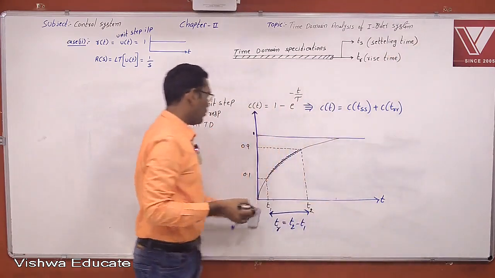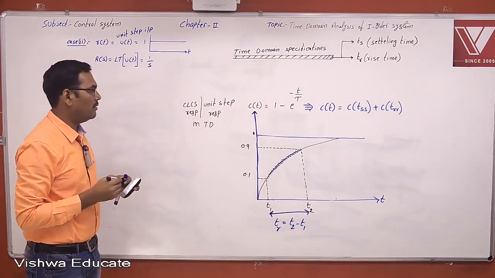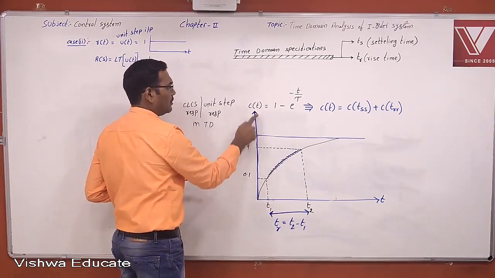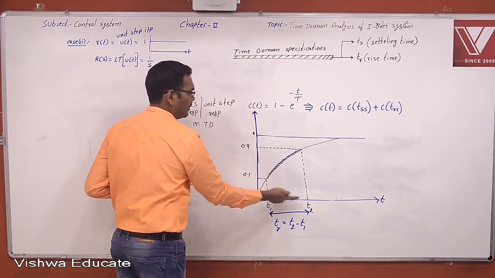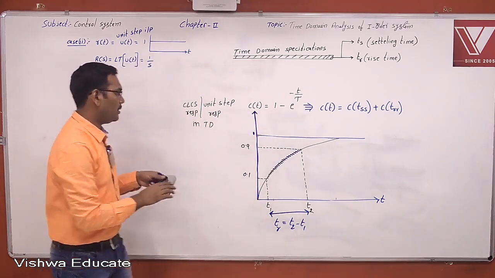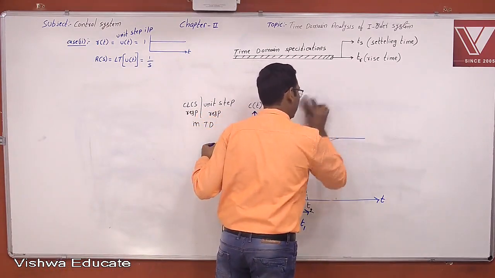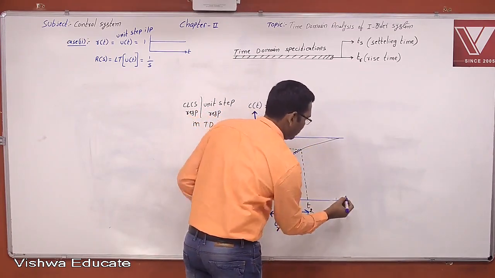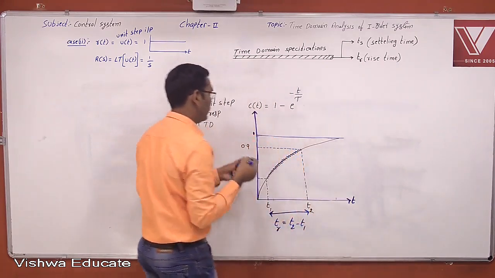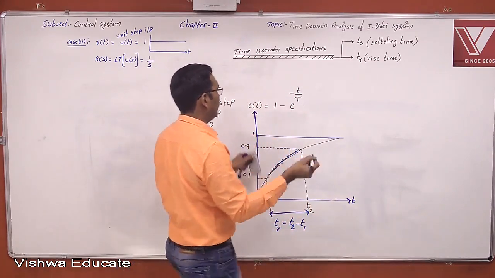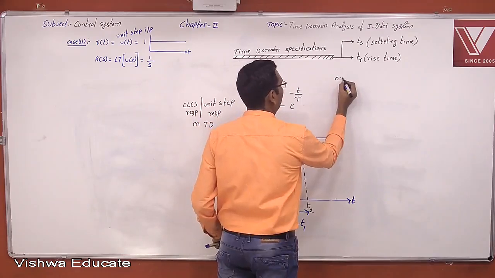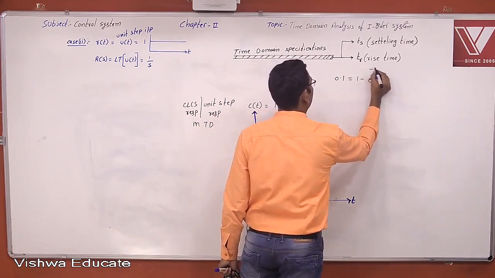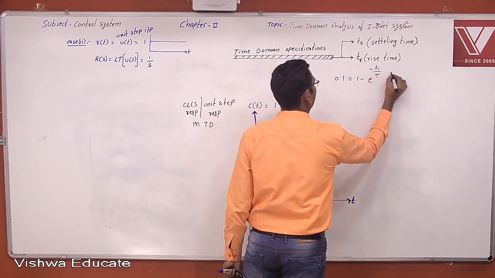Right? So now we have a derivation you can easily have. Now the response will reach 10% at time T1, and the response will reach 90% at time T2. Right? Now here itself I can do the derivation part, which is very easy. This is the response with respect to time.